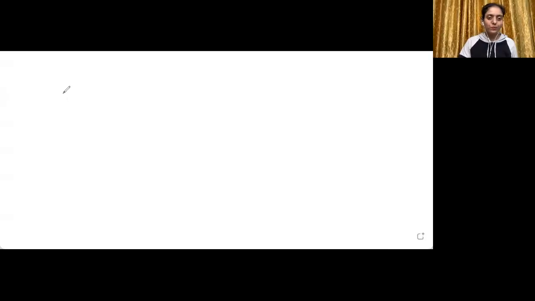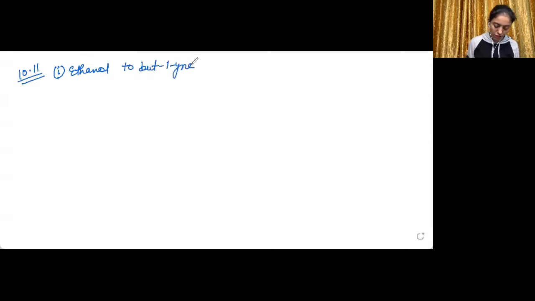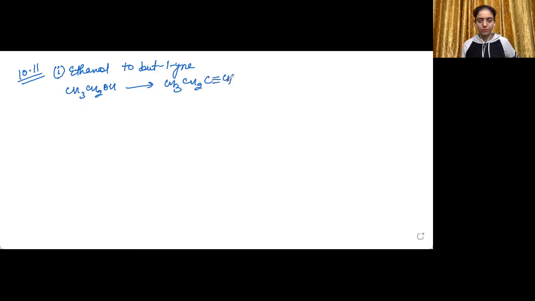Let's see what is the first conversion that we need to do. Question number 10.11. The first part of this question is, we need to convert ethanol to but-1-yne. Ethanol to but-1-yne. Now, before doing any conversions or before getting confused, we will write the reactant and the product we need. CH3CH2OH needs to be converted into CH3CH2C≡CH, but-1-yne.